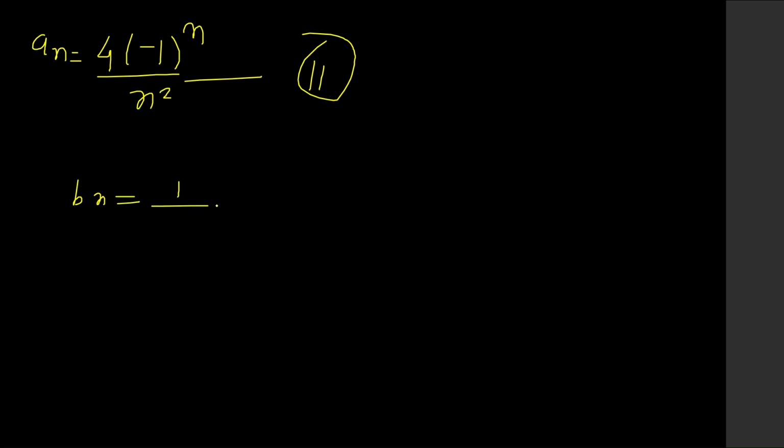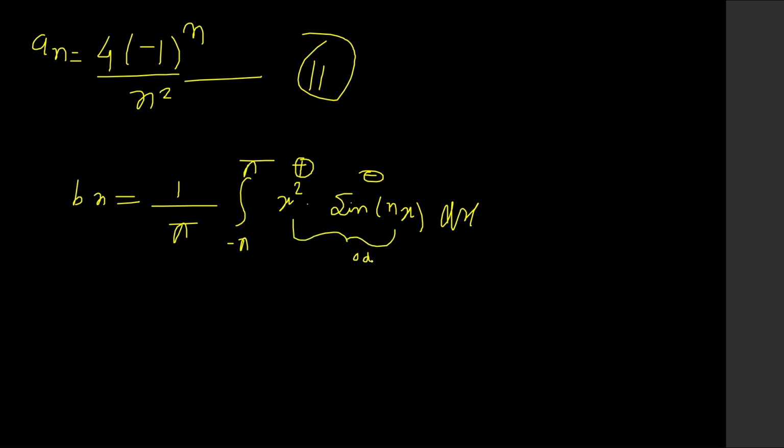So bn equals 1 upon pi, integration minus pi to pi, x square times sine nx dx. Now we can clearly see that x square is an even function and sine nx is an odd function, so the product will be odd. By intuition we can clearly say that for such limits our integral will turn out to be 0. So only a naught and a n are the required coefficients.